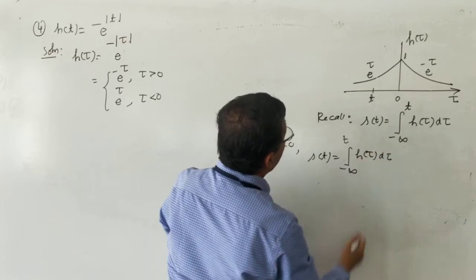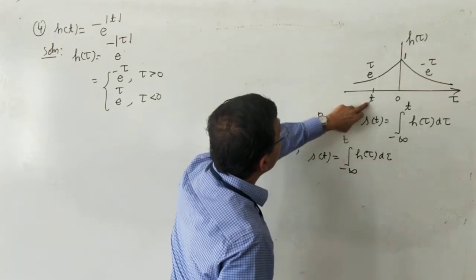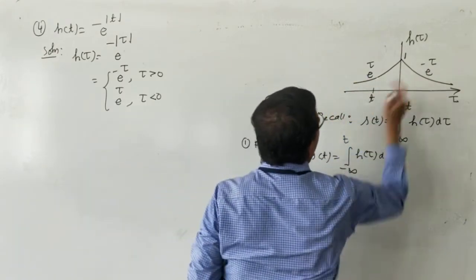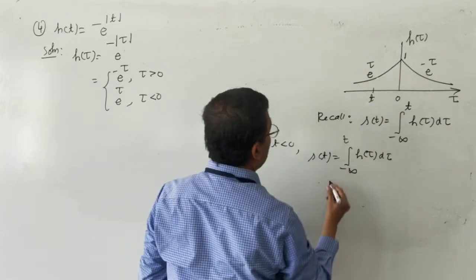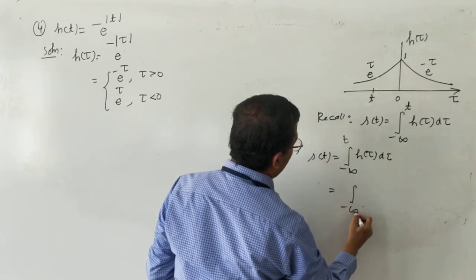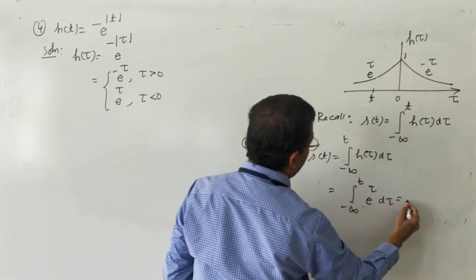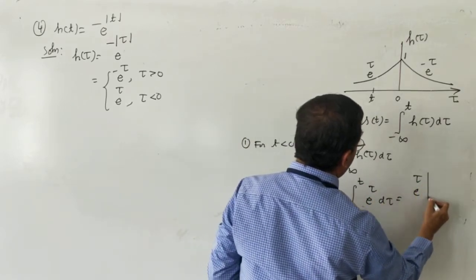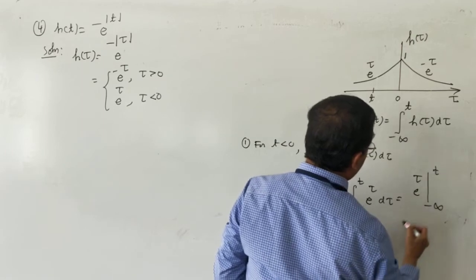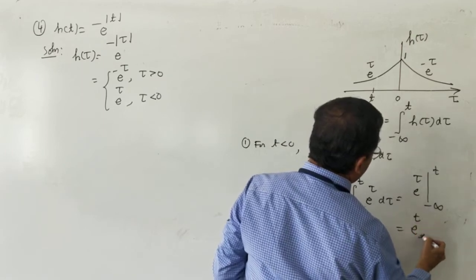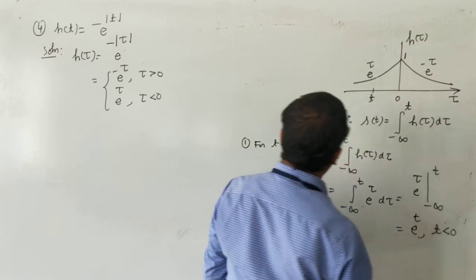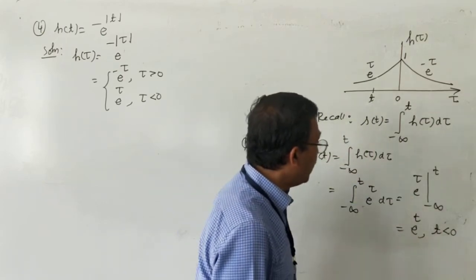For t less than 0, S of t equals integration from minus infinity to t of h of tau d tau. When t is negative, which one of these two expressions do you have to use? E power tau. So you get integration from minus infinity to t of e power tau d tau. Integrate this, you get e power tau from minus infinity to t. So you get e power t. This is for t less than 0. E power minus infinity is 0.